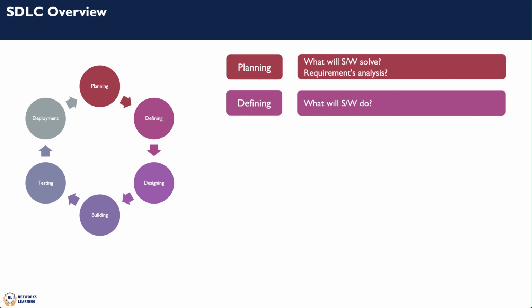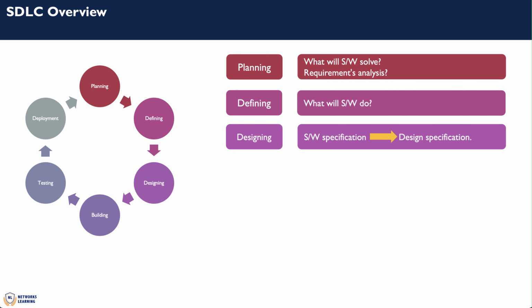And then you move on to the defining stage. This is where you define what the software will achieve. The next stage is designing. This is where you take your specifications and translate them into concrete design specifications. An important thing about this stage is that you need to sync your views with the stakeholders and ensure you are in agreement and your design is in line with the expectations of the business.